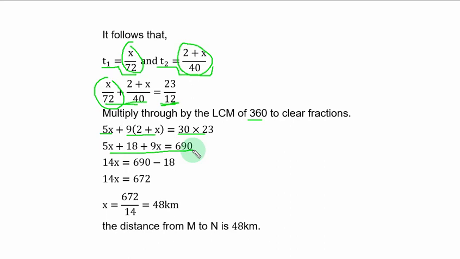So let's add and collect like terms. 5s plus 9s, you have 14s, equal to 690 minus 18, and you have 14s equal to 672. To get s, divide both sides by 14, and if you do that, you have s equal to 48 kilometers. So the distance from M to N is 48 kilometers.